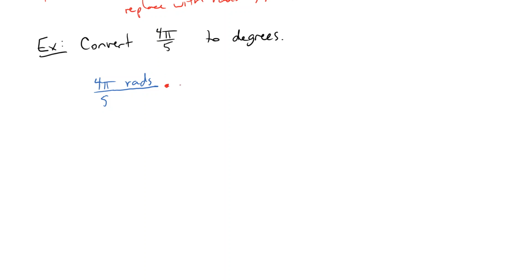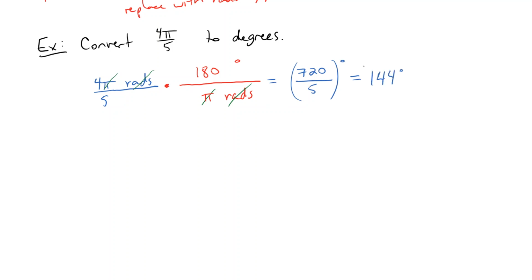And I've got to multiply by my conversion factor that equals 1. In this case, I want to cancel radians, so I'll put radians on bottom, and I want to replace with degrees, so I'll put degrees on top. So that means I'm going to have 180 on top and pi on bottom, because 180 degrees equals pi rads. When I multiply, the rads cancel, and in this case the pi's cancel even. So I end up with 4 times 180, which is 720, divided by 5, and I've got that many degrees. So 720 divided by 5, I believe, is 144 degrees. So 4 pi over 5 radians is equal to 144 degrees.